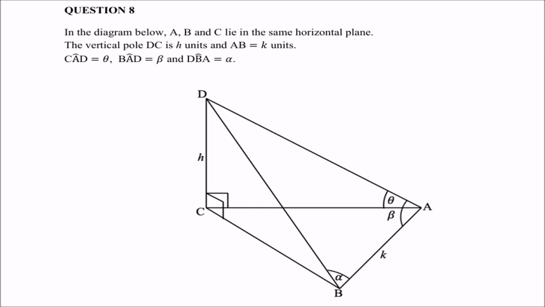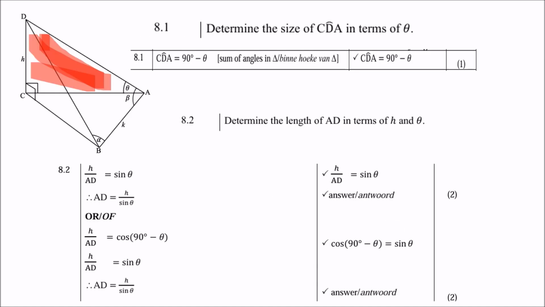So please make sure that you orientate yourself in a 3D format. Otherwise, you're going to have a challenge in answering the questions. Question 8.1. Determine the size of angle CDA in terms of theta. Now be very careful, people. CDA. You must look for that angle in triangle DAC. See, I've tried to color it in red. That is a triangle at the back. So don't get confused now.